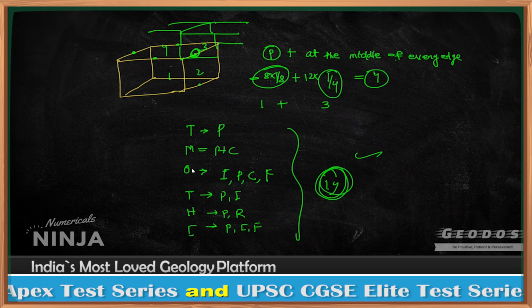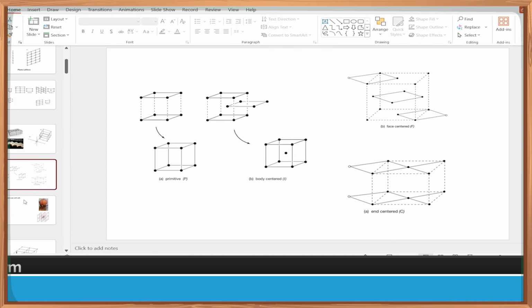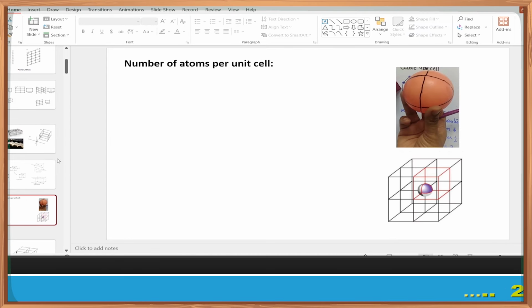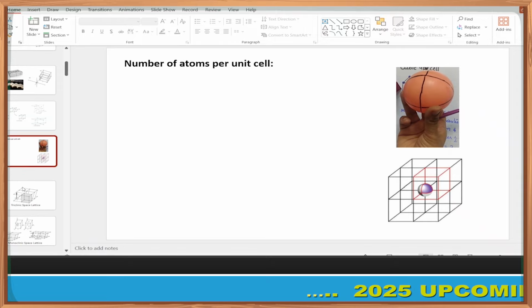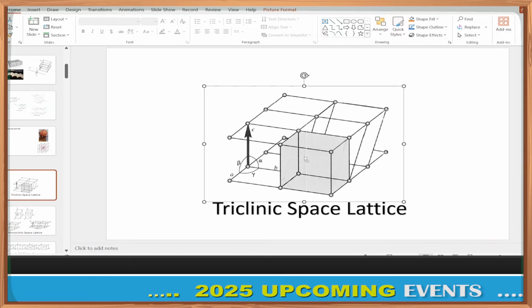Maybe in case of the JAM 1 he can ask how many unit cells are possible in case of the orthorhombic. So these things you can just remember. Now I just have to come to the part where I explain this part. I think I explained all the things about the number of atoms per unit cell.